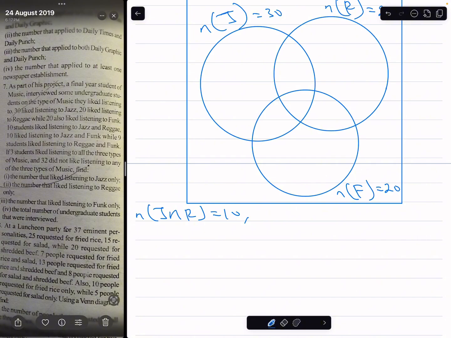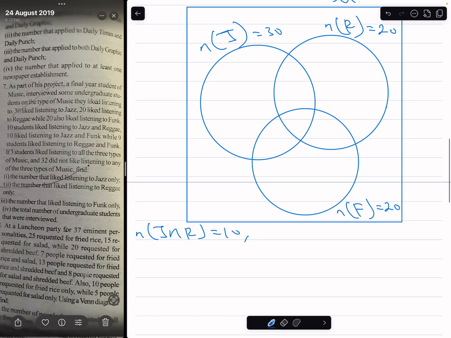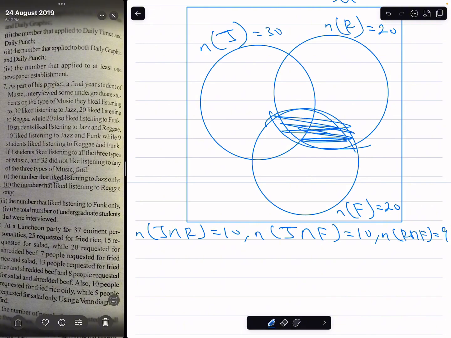10 liked listening to jazz and funk. The number of elements in the set J intersection F, jazz and funk, is also 10. What else? While 9 students liked listening to reggae and funk. That means the number of elements in the set R intersection F is 9. It's a combination of those who listen to reggae and funk only and those who listen to all the 3.